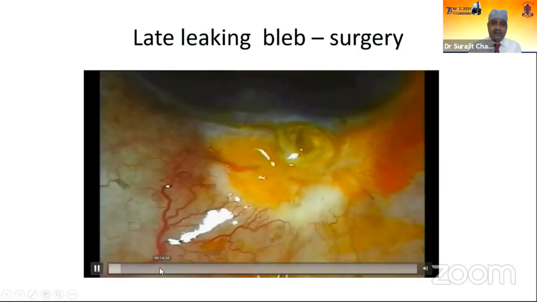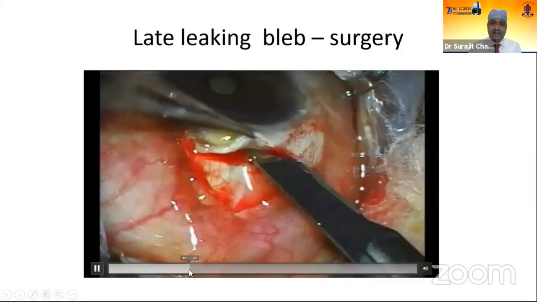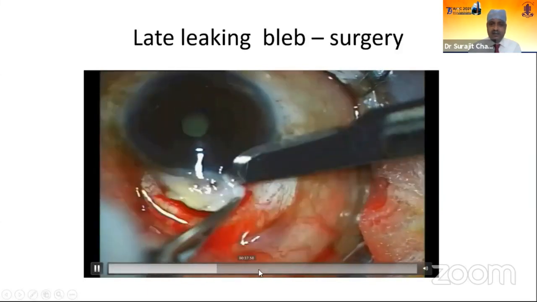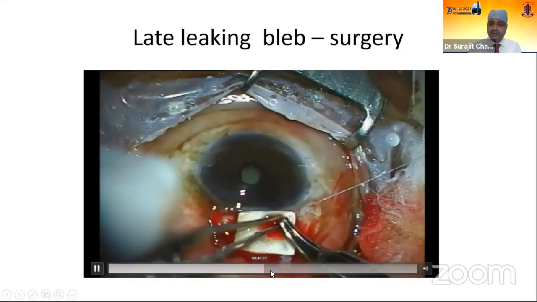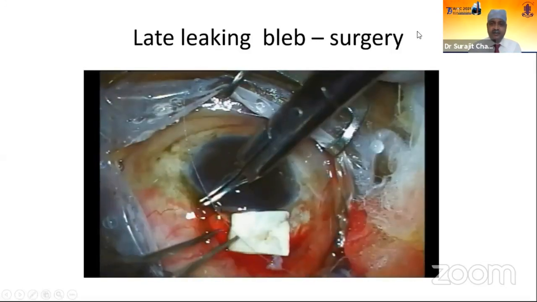Late leaking bleb, there is no other option. We have to excise the whole area this way, and cover it with a scleral patch and close it.